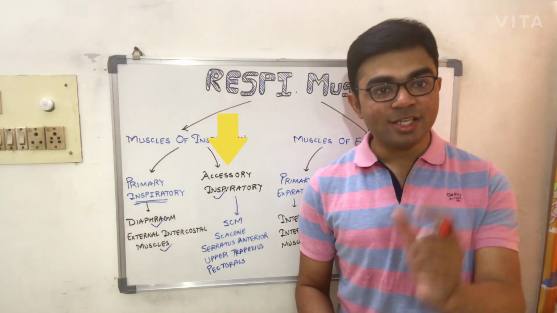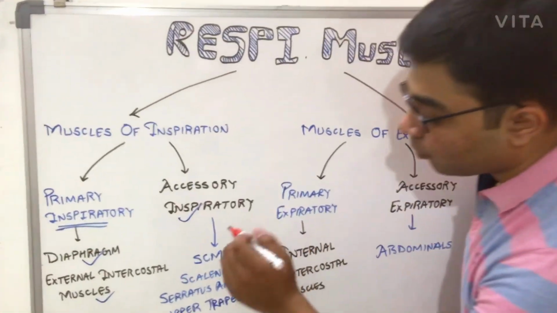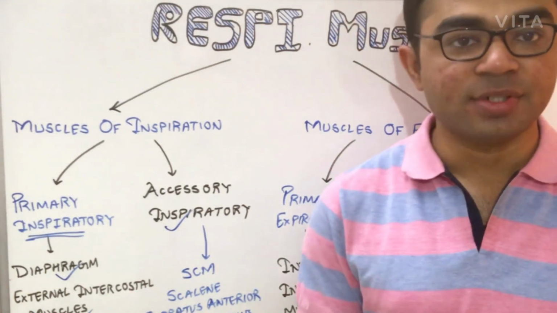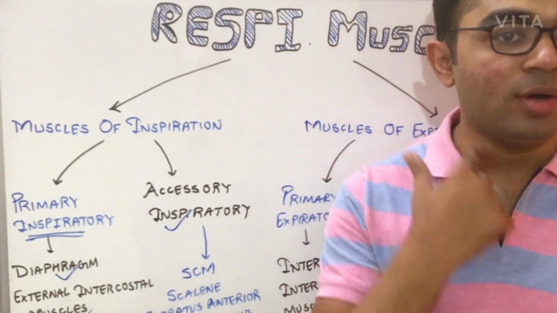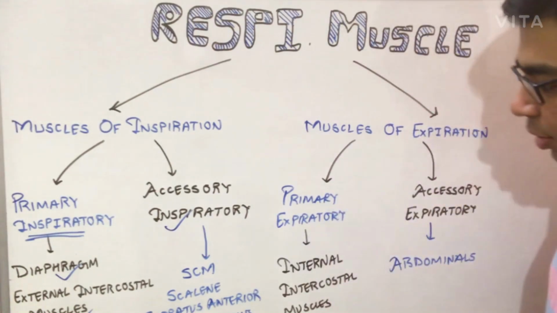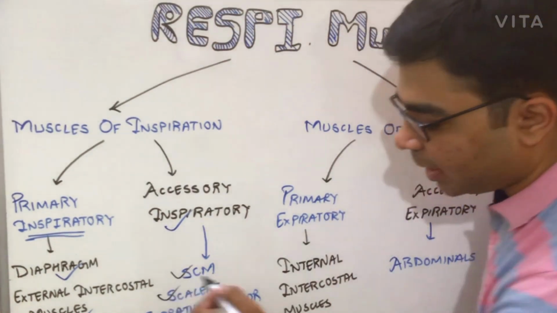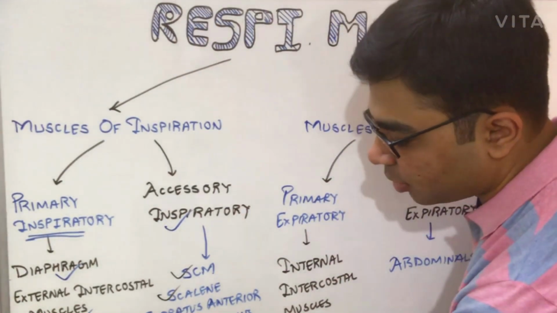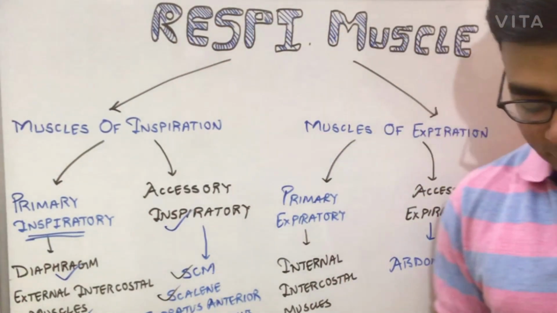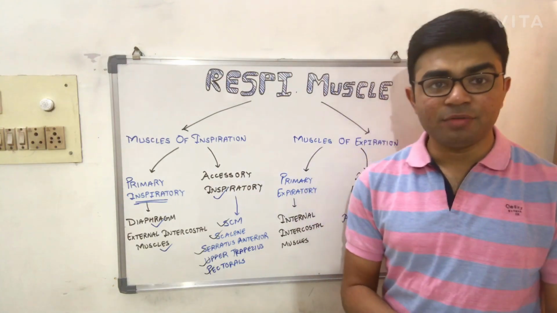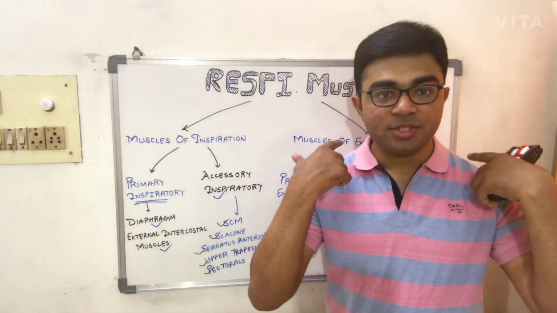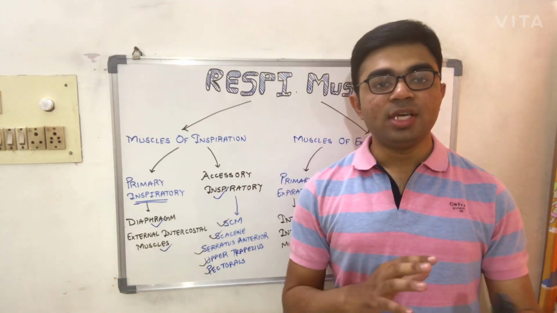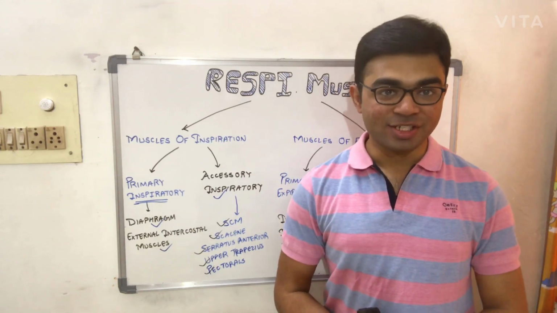Accessory inspiratory muscles include first the sternocleidomastoid muscles over the anterolateral aspect of the neck, scalene muscles, the lateral cervical muscles, serratus anterior, upper trapezius and the pectoral muscles. Serratus anterior is a deep muscle, upper trapezius are the elevators of the scapula, and the pectoral muscles. So these are the accessory inspiratory muscles.